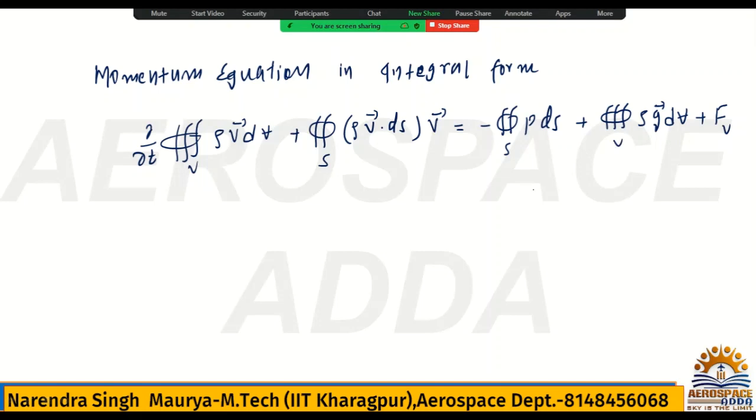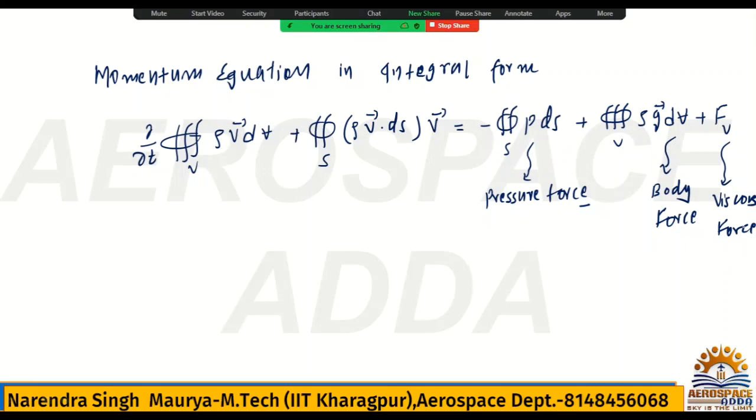This is the volume integral. This was the pressure force, and this was the body force, and this was the viscous force. All right.